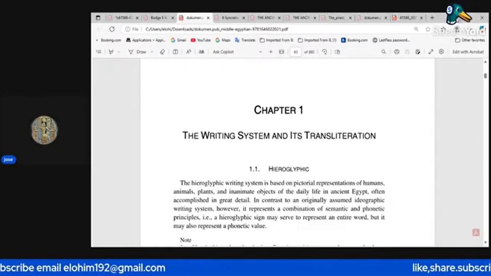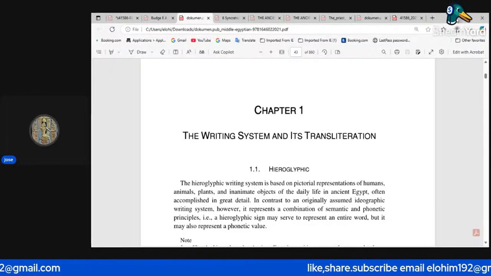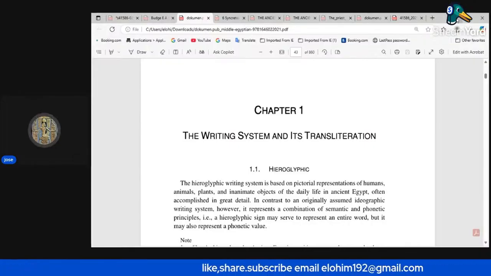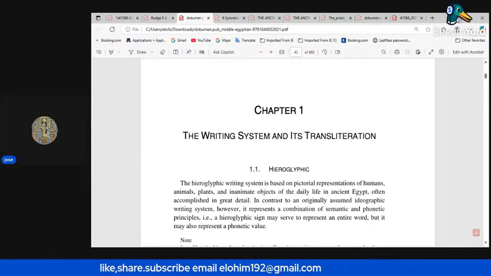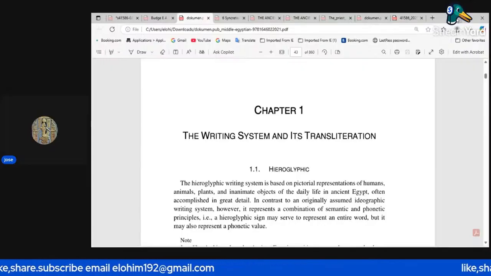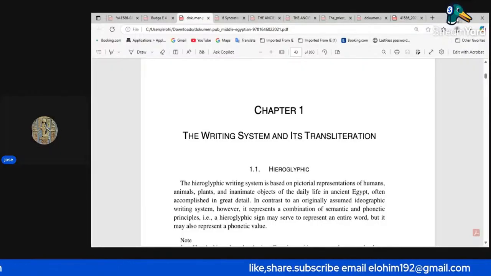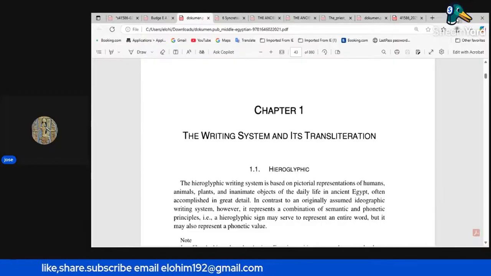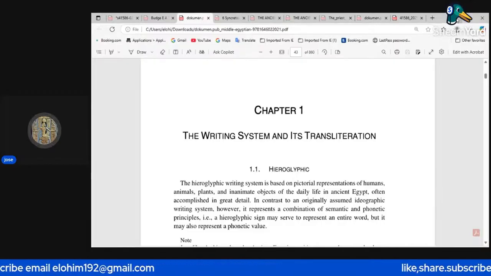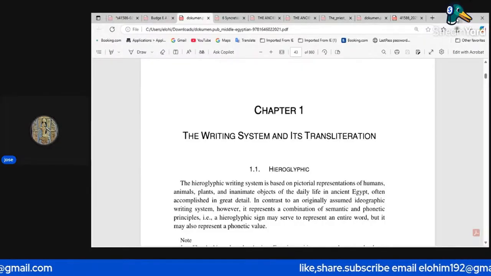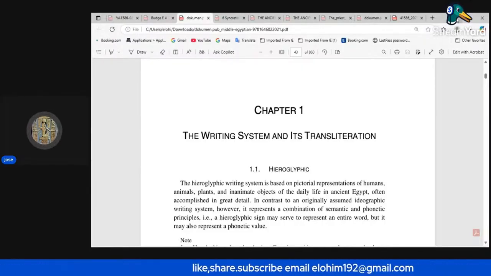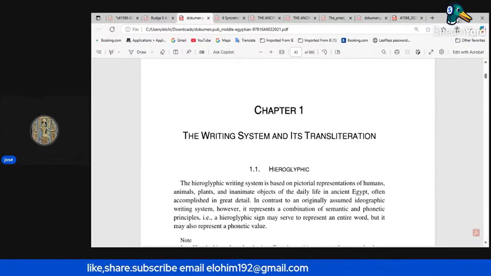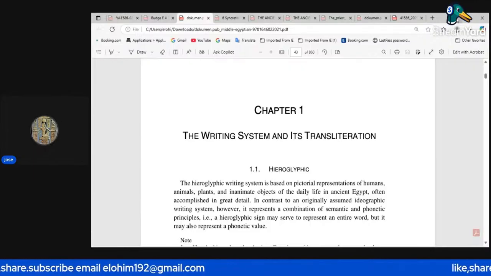But since we're here, let me go to the definition of transliteration and read it for you so you know exactly what it is. Transliteration is the process of converting written text from one alphabet or writing system to another while aiming to preserve the pronunciation as closely as possible.